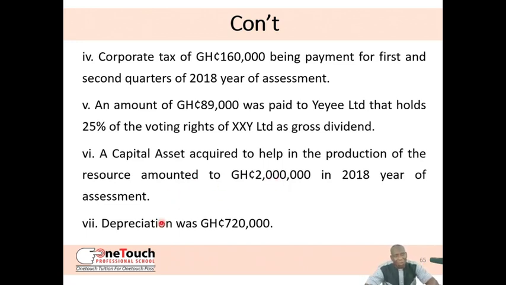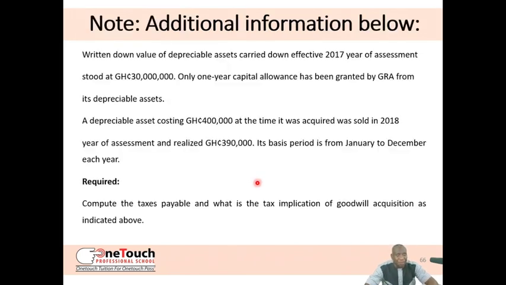Depreciation was 720,000. They have charged depreciation of 720. Depreciation is not an allowable expense in accounts. We rather grant capital allowance in place of depreciation. Okay? So that is that. 5 divided by 20 will give you 4. So for this one, capital allowance will be 400,000 here. We divide it by 5. So we are just explaining how each of these things will be done.